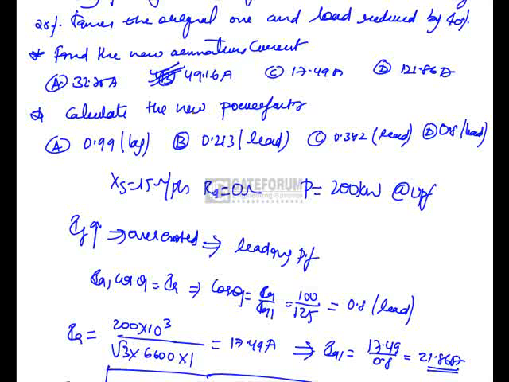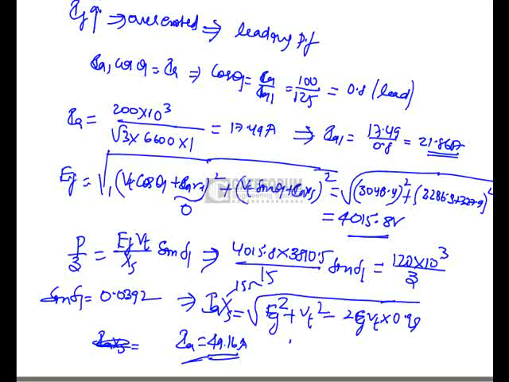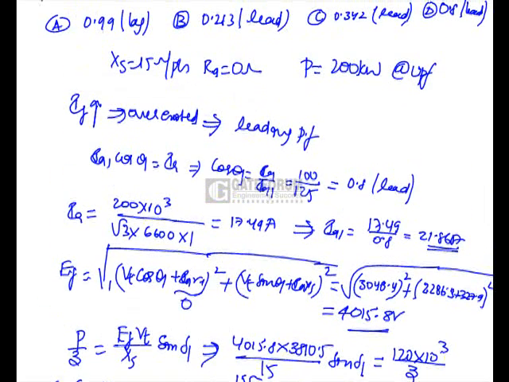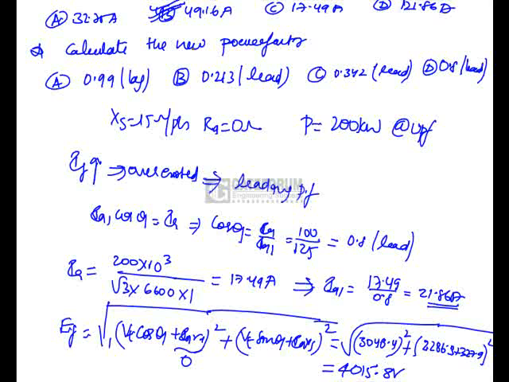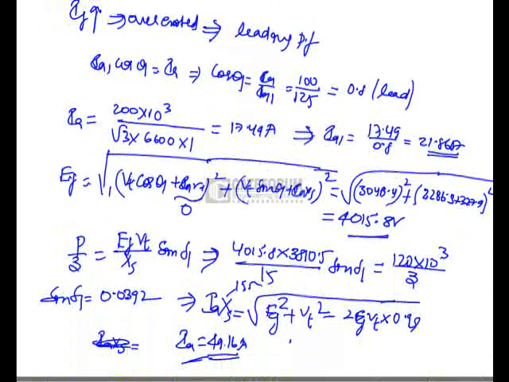Now the next question is to calculate the new power factor. We know that the power factor is leading, so the new power factor will be leading, and the first option can be directly eliminated. What about the remaining three options? We cannot eliminate them, because all three mention leading. So we have to calculate the new leading power factor.